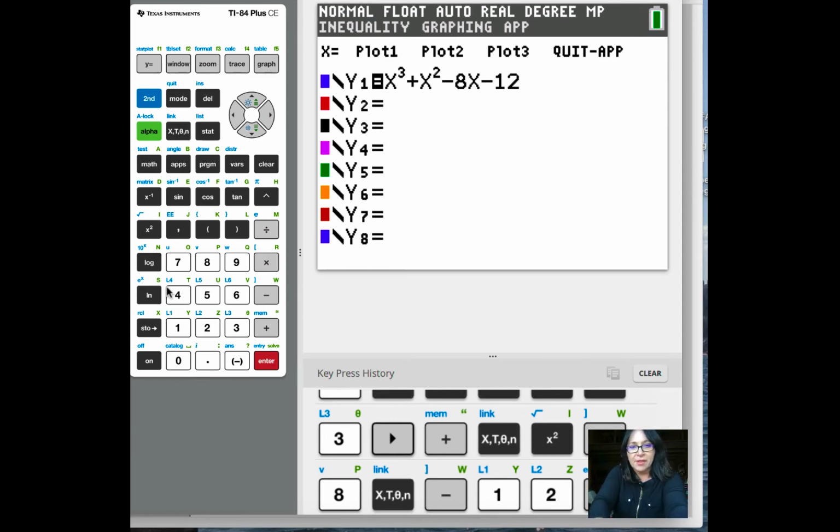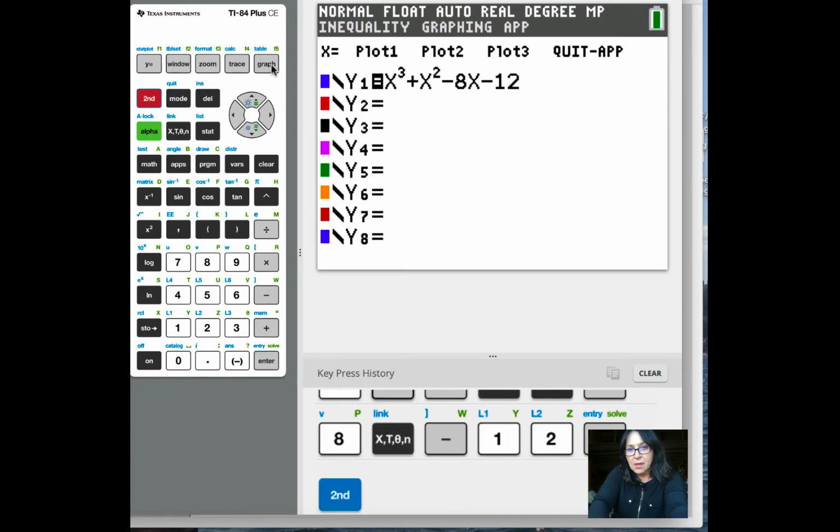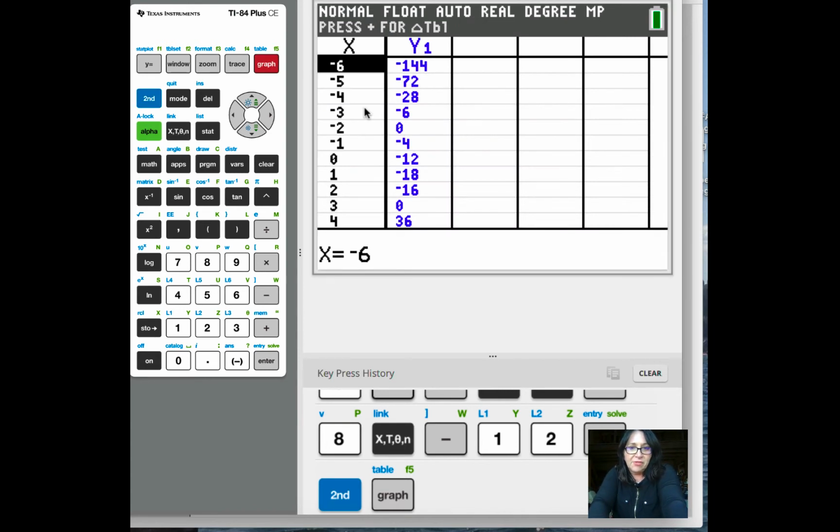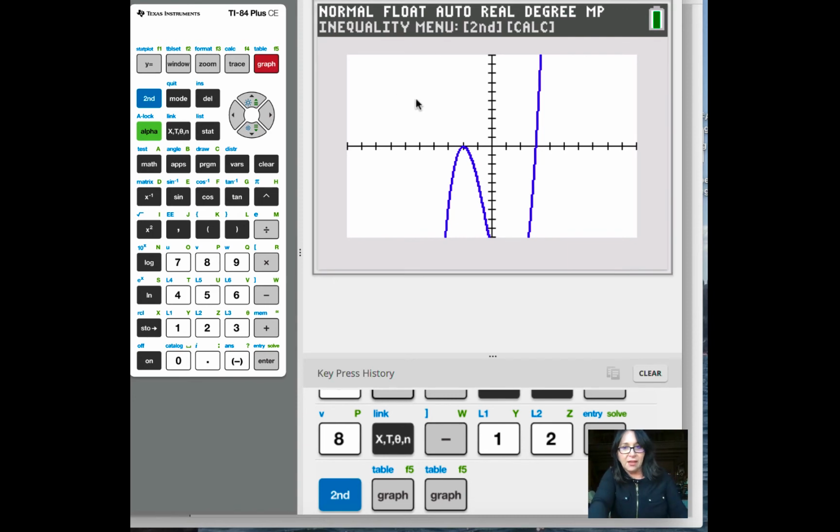Okay, now I would then go to my table and I would try to find where my zeros are. I see a 0 at negative 2 and I see a 0 at 3. Okay, and then I could just keep going and trying to find my zeros. If I wanted to graph that, that's what that looks like.